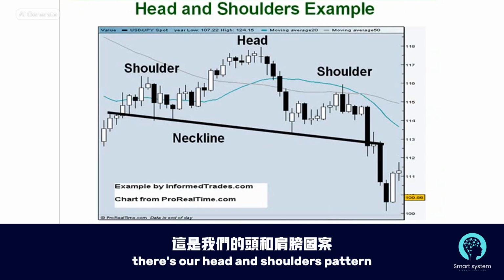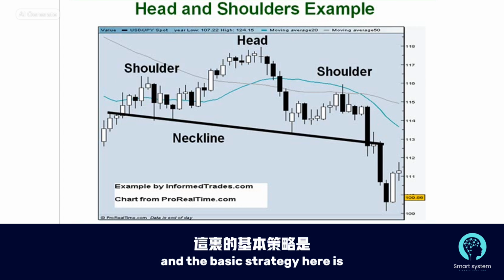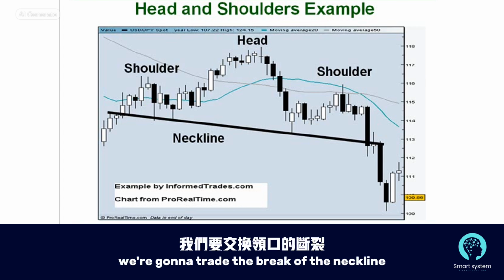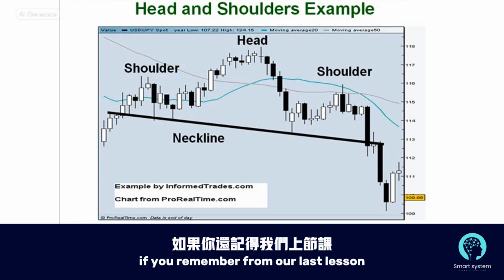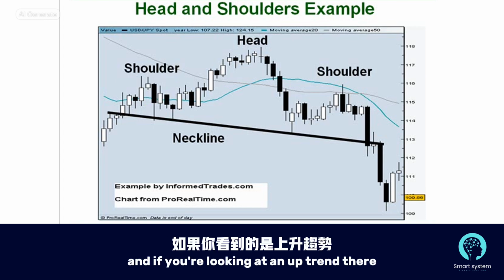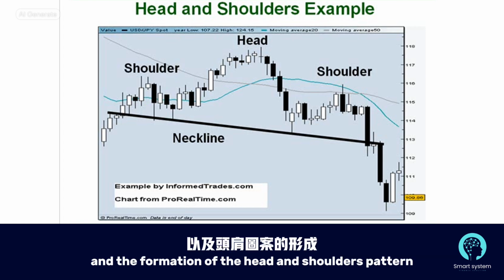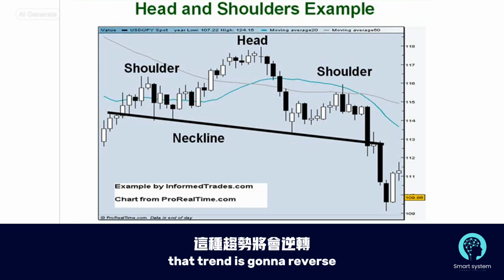There's our head and shoulders pattern that we looked at in the last lesson. And the basic strategy here is, we're going to trade the break of the neckline. If you remember from our last lesson, once the neckline is broken, the pattern is said to be in place. And if you're looking at an uptrend there, and you see that, then there's a good indication on the break of that neckline and the formation of the head and shoulders pattern that the trend is going to reverse. So we're going to look to enter short on the break of the neckline.